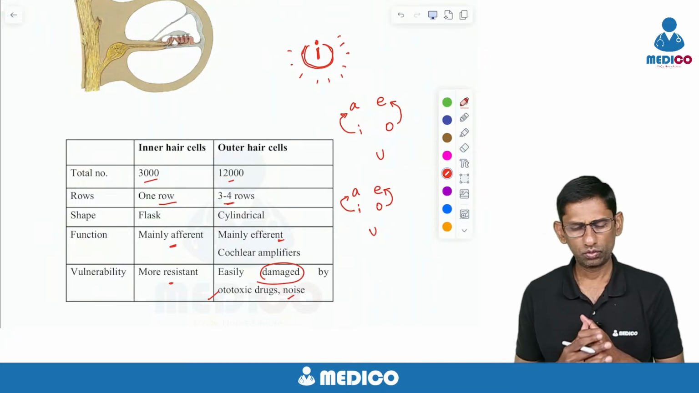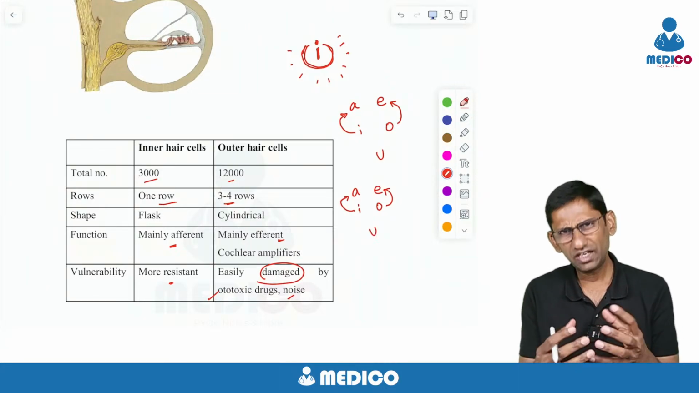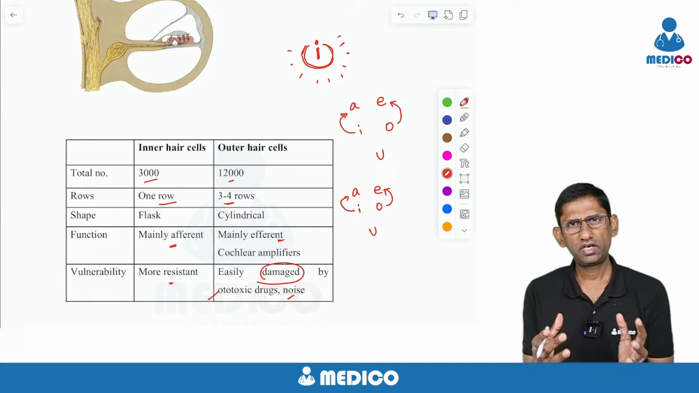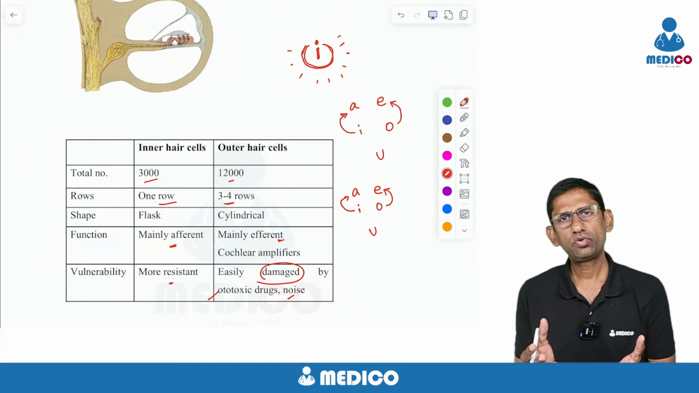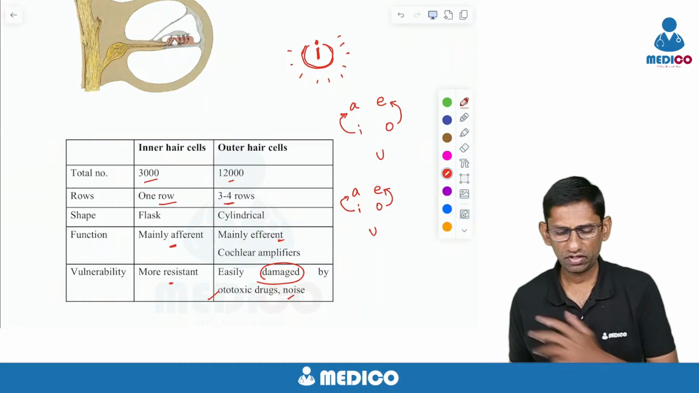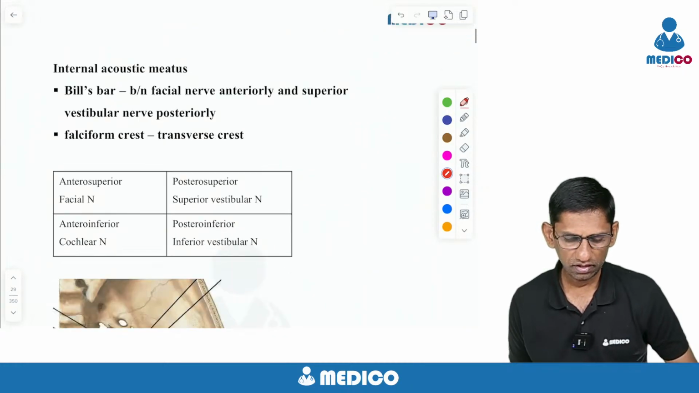So basically this eighth nerve carries most of the afferent fibers. We need to hear, basically. So afferent fibers are most prominent in the eighth nerve, and of course they are from the inner hair cells. Afferent fibers innervate the inner hair cells. So these are the points regarding inner and outer hair cells.